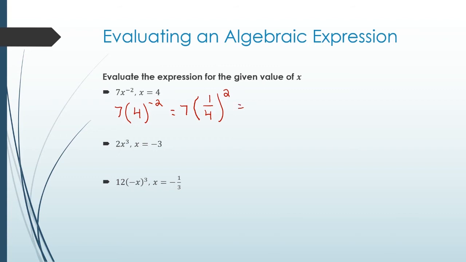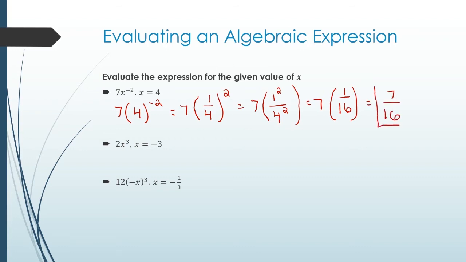When we have an exponent outside, you distribute it. So that's to the inside, 1 squared over 4 squared. And so 1 squared is 1. So that's 7 times 1/16. And then when you multiply, you get 7 over 16. And then you would reduce if possible. And this one does not reduce.